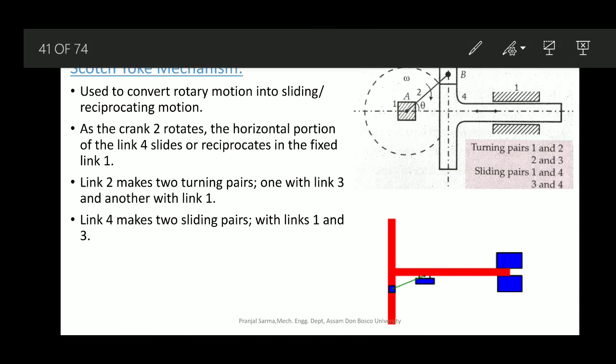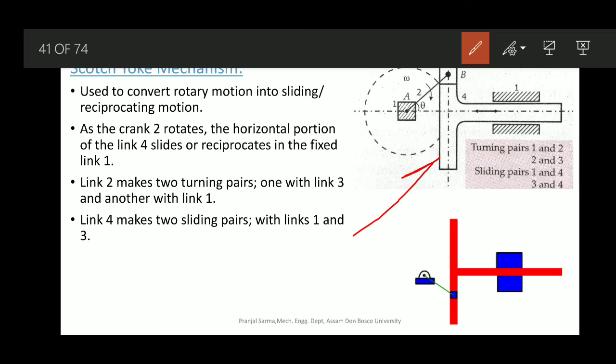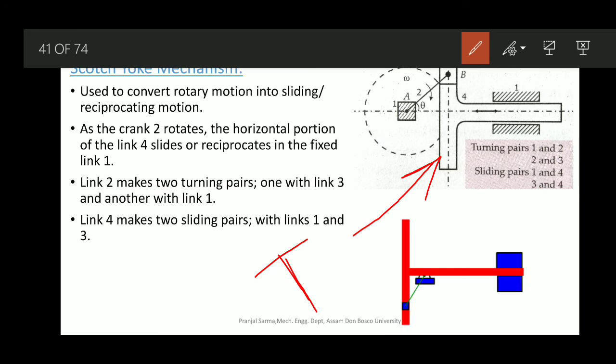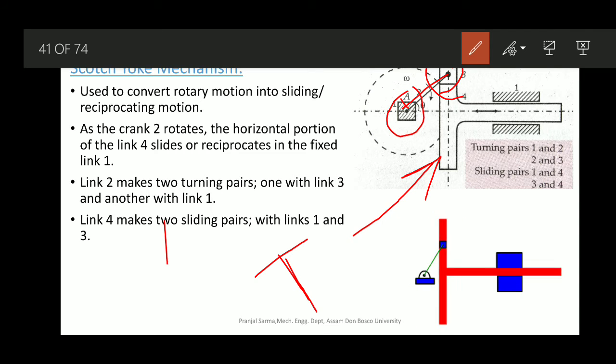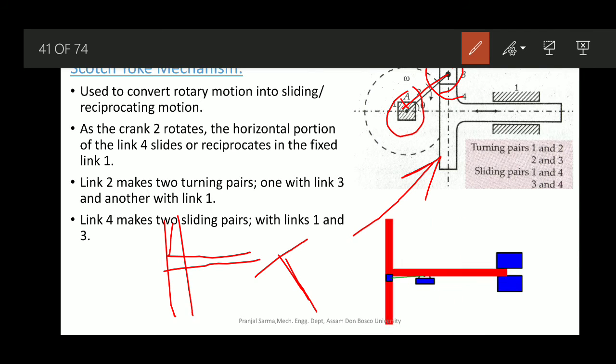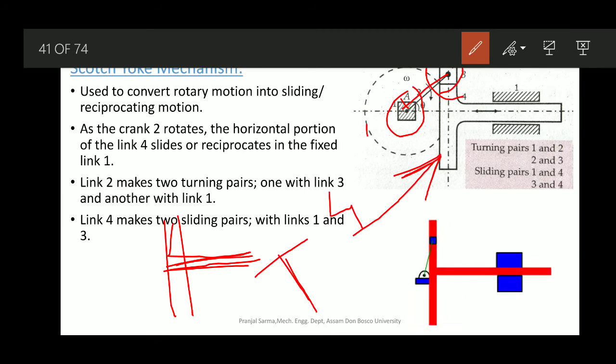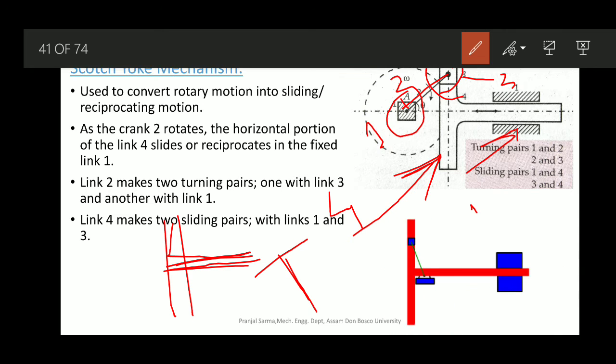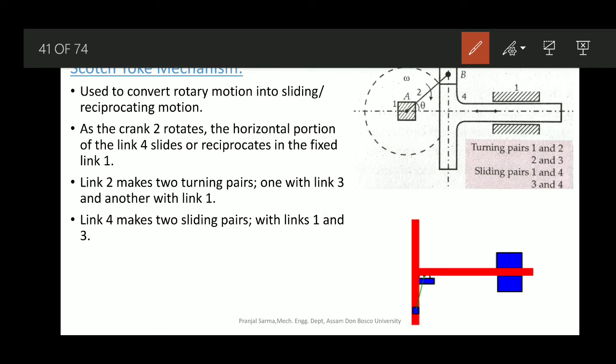Now here, link 4 is in the shape of a T, and this is link 1, and this crank is link 2. It is connected to a slider which is there on the T, and this whole T portion is link 4. This is link 1, and this is link 2, the slider is link 3, and this guide is once again link 1 only, that is fixed. So now these are the 4 links.